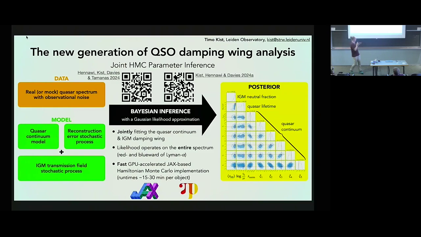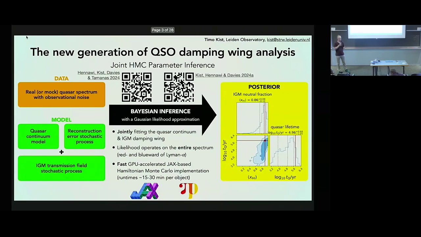So given an observed quasar spectrum, we are jointly fitting for the quasar continuum as well as the IGM damping wing imprint, and what we get out is the full posterior distribution on global IGM neutral fraction, quasar lifetime, and a bunch of quasar continuum parameters that we can directly marginalize over.